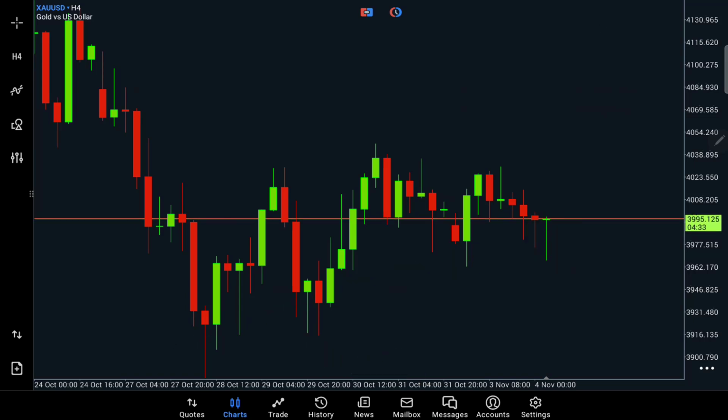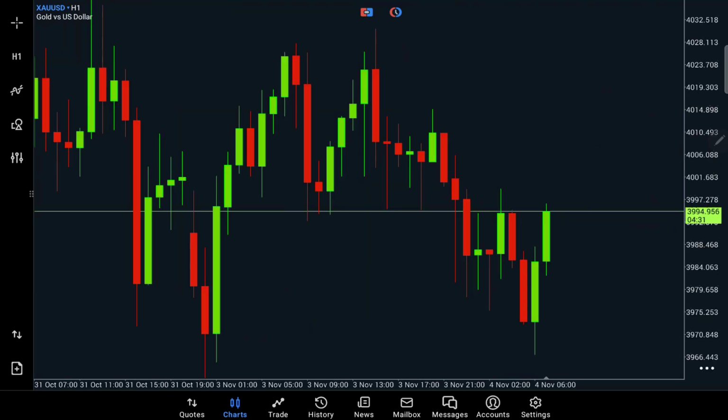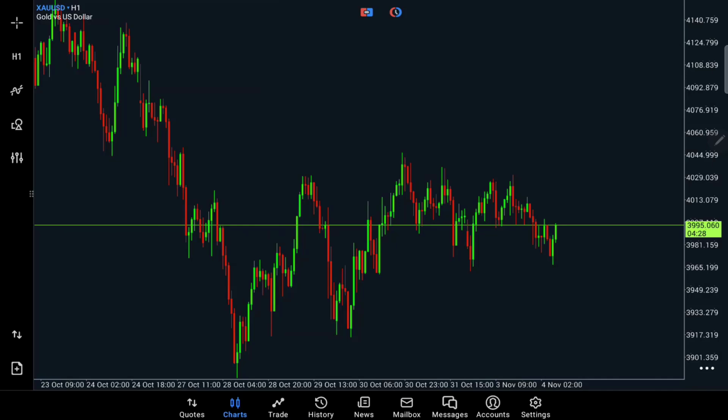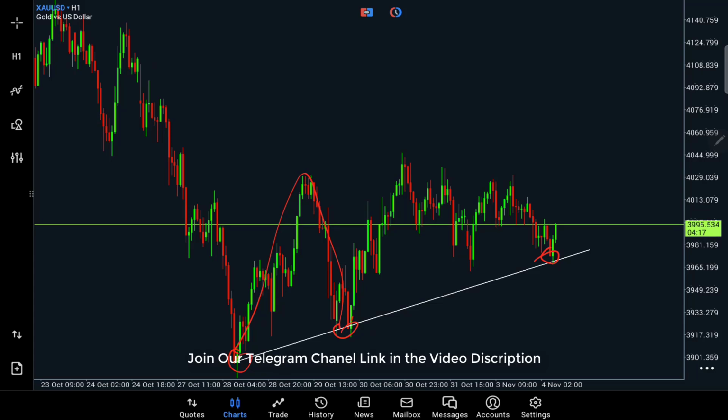Okay, and if I go to the H1 time frame, as you can see there is a clear trend line. If I draw that, the market respected this trend line 1, 2 and 3 times. It goes up, again down, again pushes up from there, again down, again pushes up from there, and is trying to go up from this particular area.